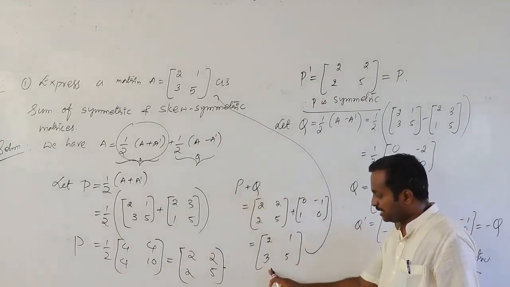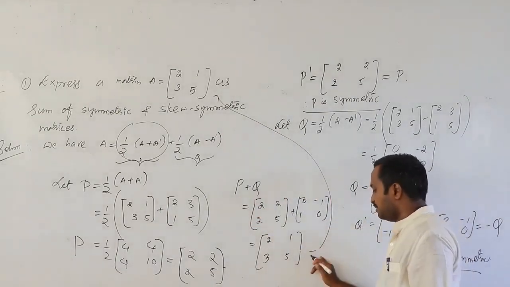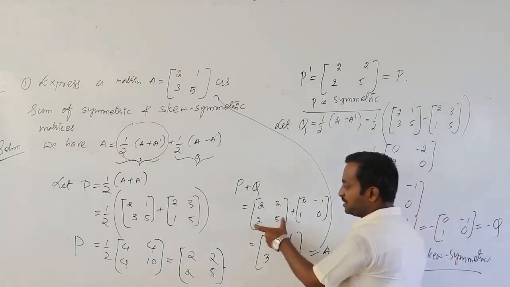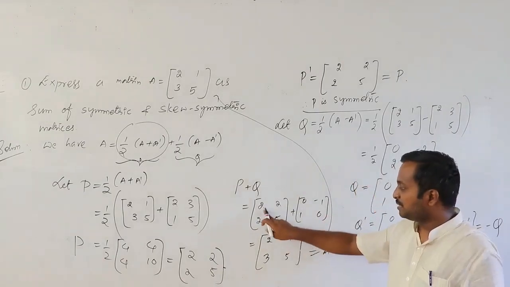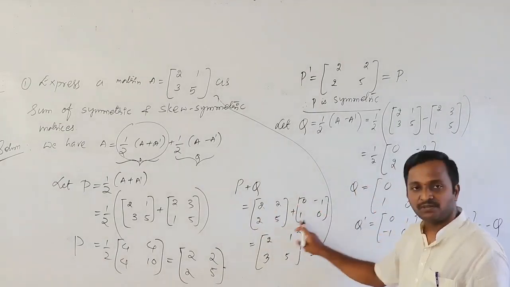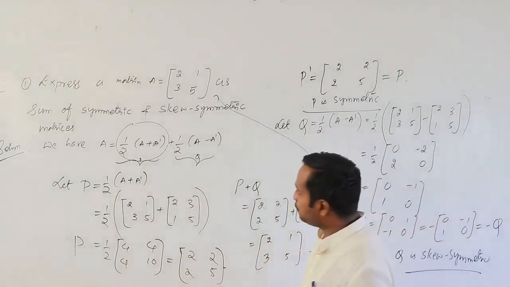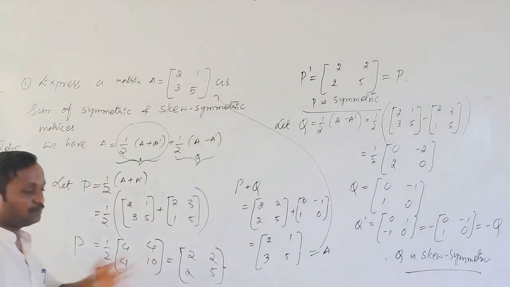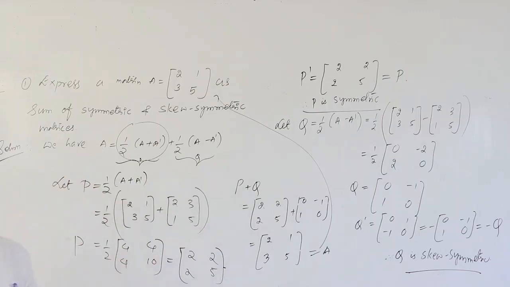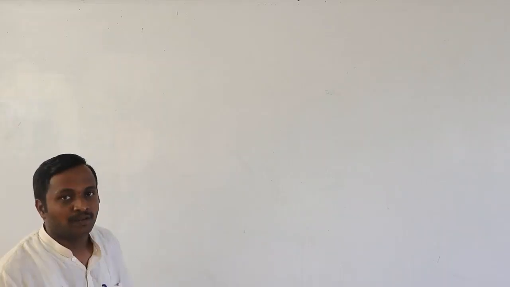P plus Q is equal to A. A square matrix can be expressed as a sum of a symmetric and a skew symmetric matrix. This is symmetric and this is skew symmetric. Hence proved. This is for 3 marks. If you practice more, you will get that. You will solve some problems. Okay, we will continue with the next question.